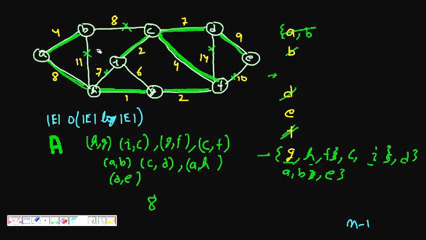And now what is the weight of the minimum spanning tree? If we take it like this, HG is 1, IC is 2, GF is 2, CF is 4, AB is 4, CD is 7, and then you have AH, which is 8, plus DE, which is 9. This summation will be the weight of the minimum spanning tree.